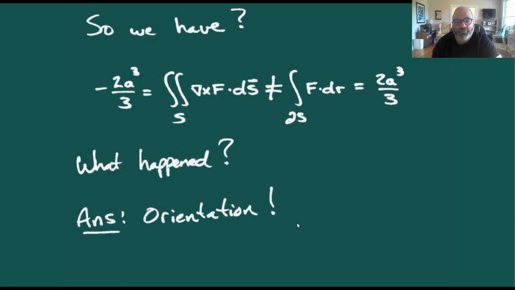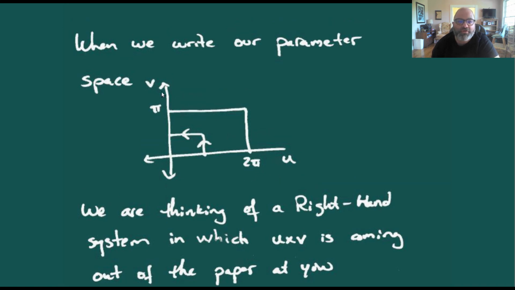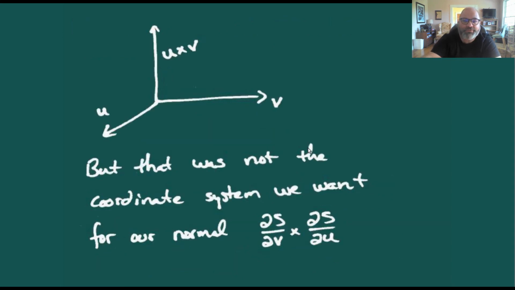So if that's what happened, how do we go about fixing it? Well, when we just put our curve on here, u and v, and aligned everything in this form, we're really thinking of using a right-hand coordinate system, which means that if we do u cross v, the first vector crossed into the direction of the second vector, then u cross v is actually coming out of the paper at us. We get a right-hand coordinate system, with u cross v pointing up out of the paper.